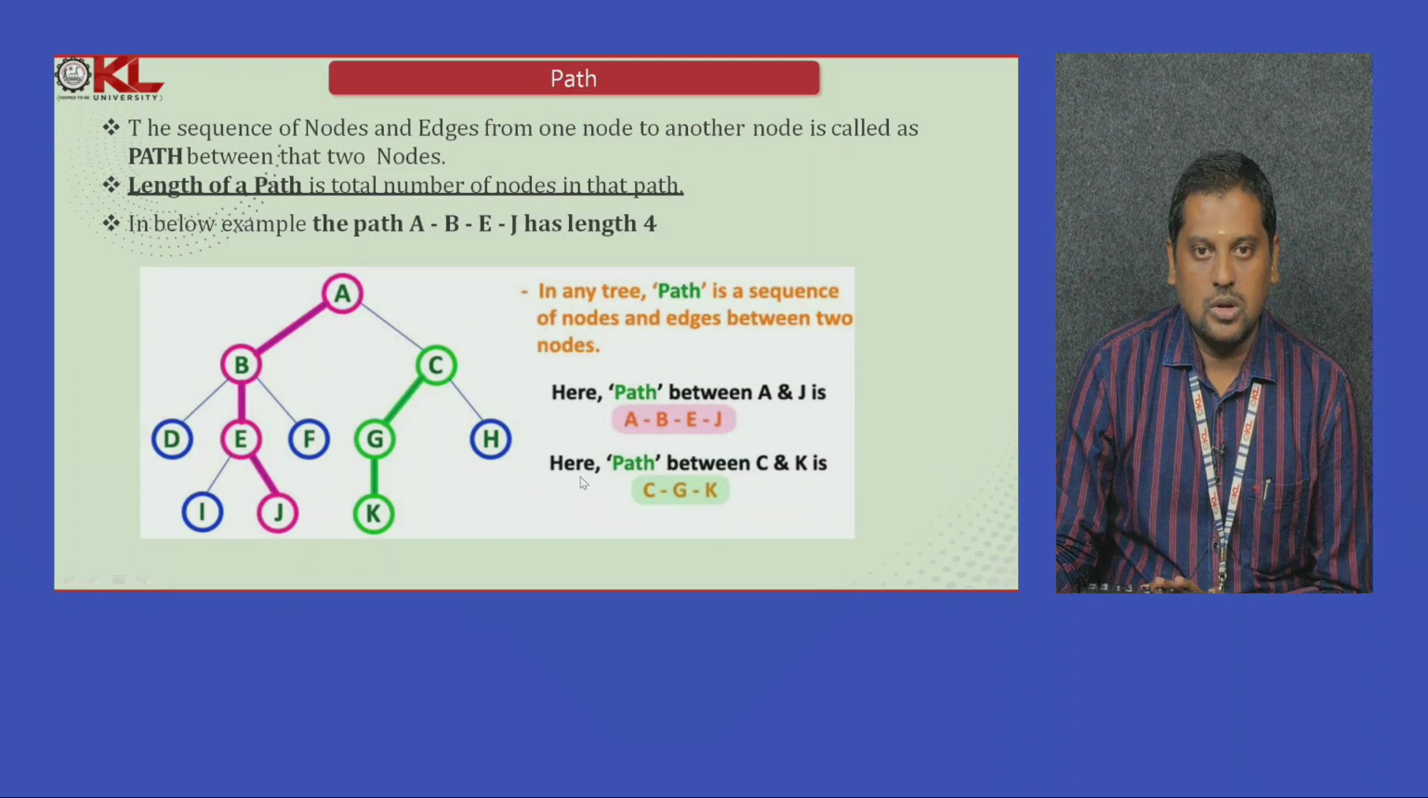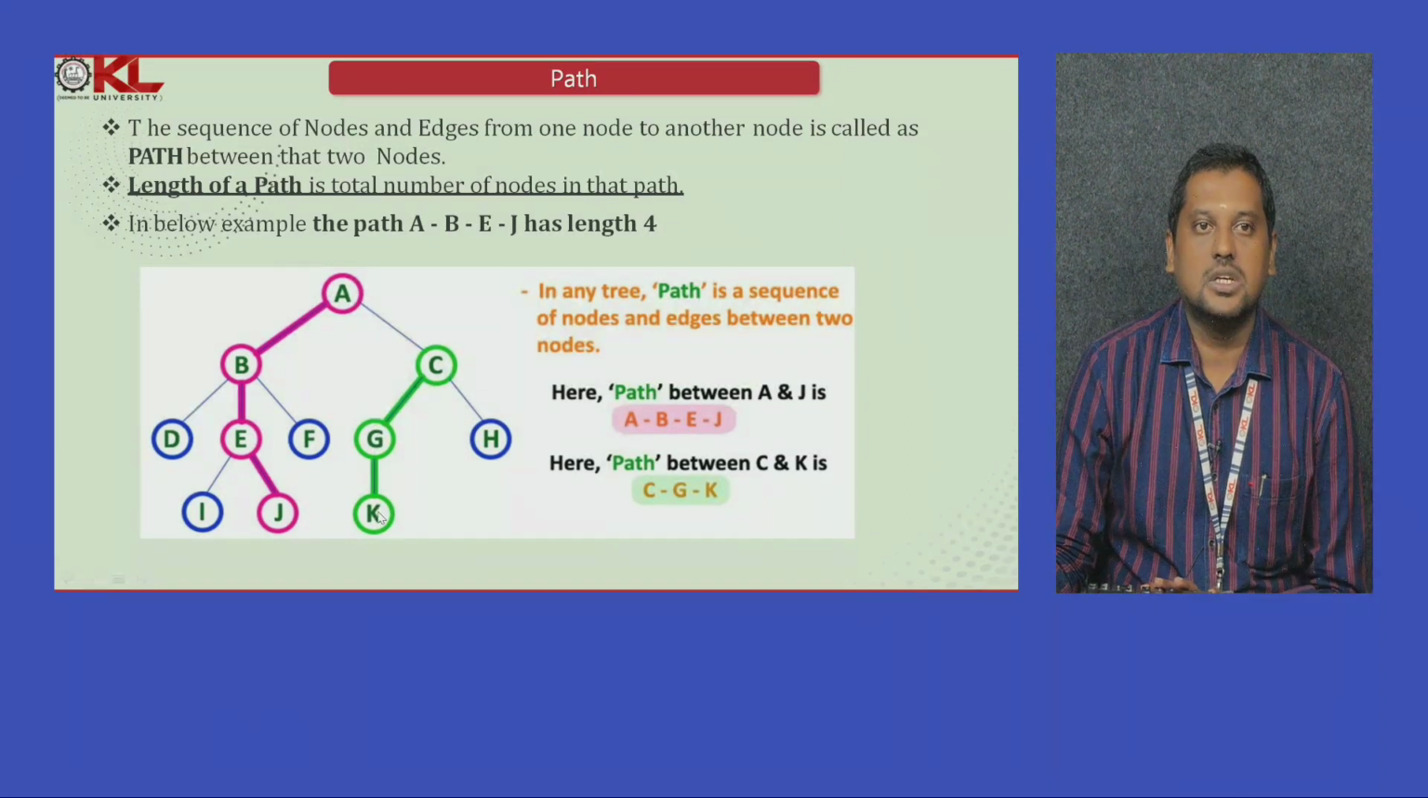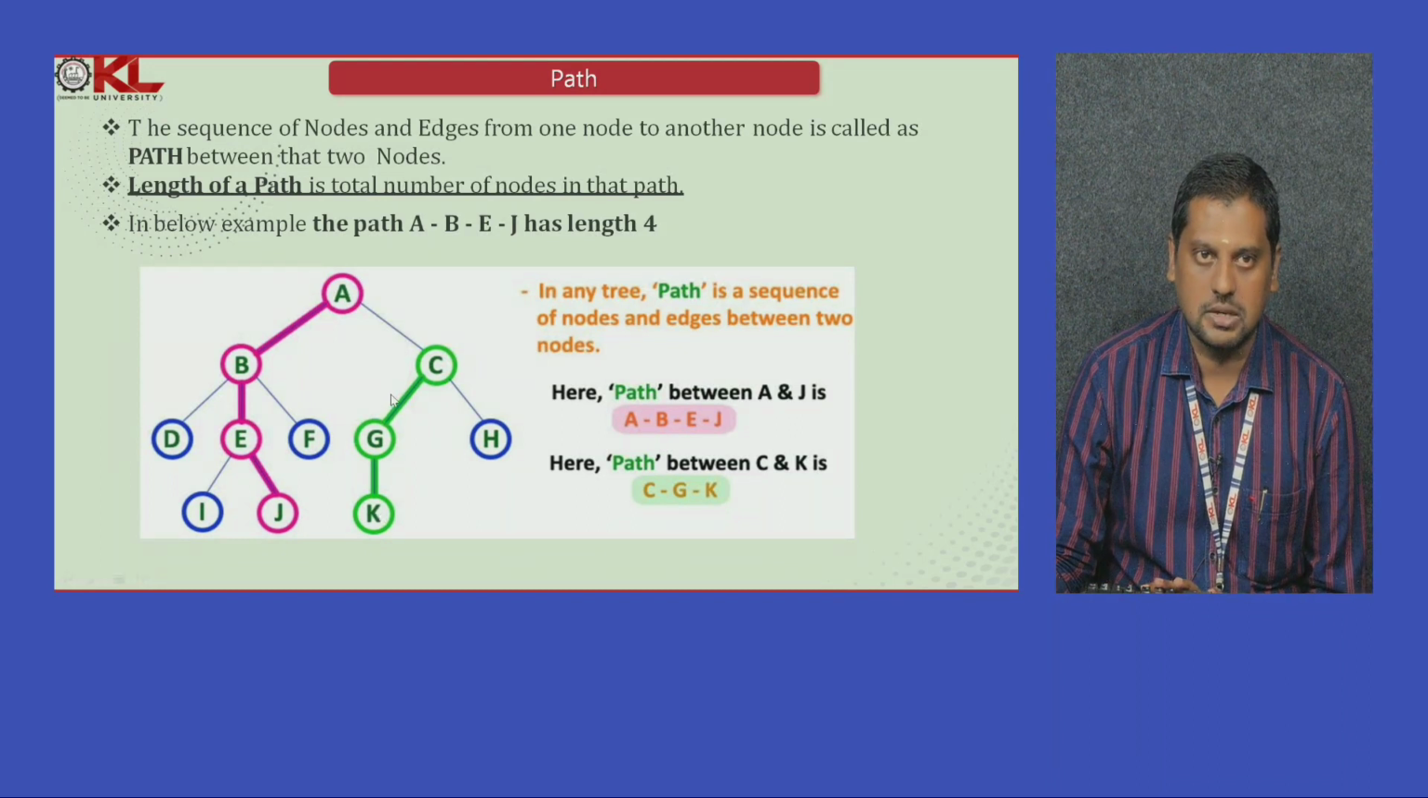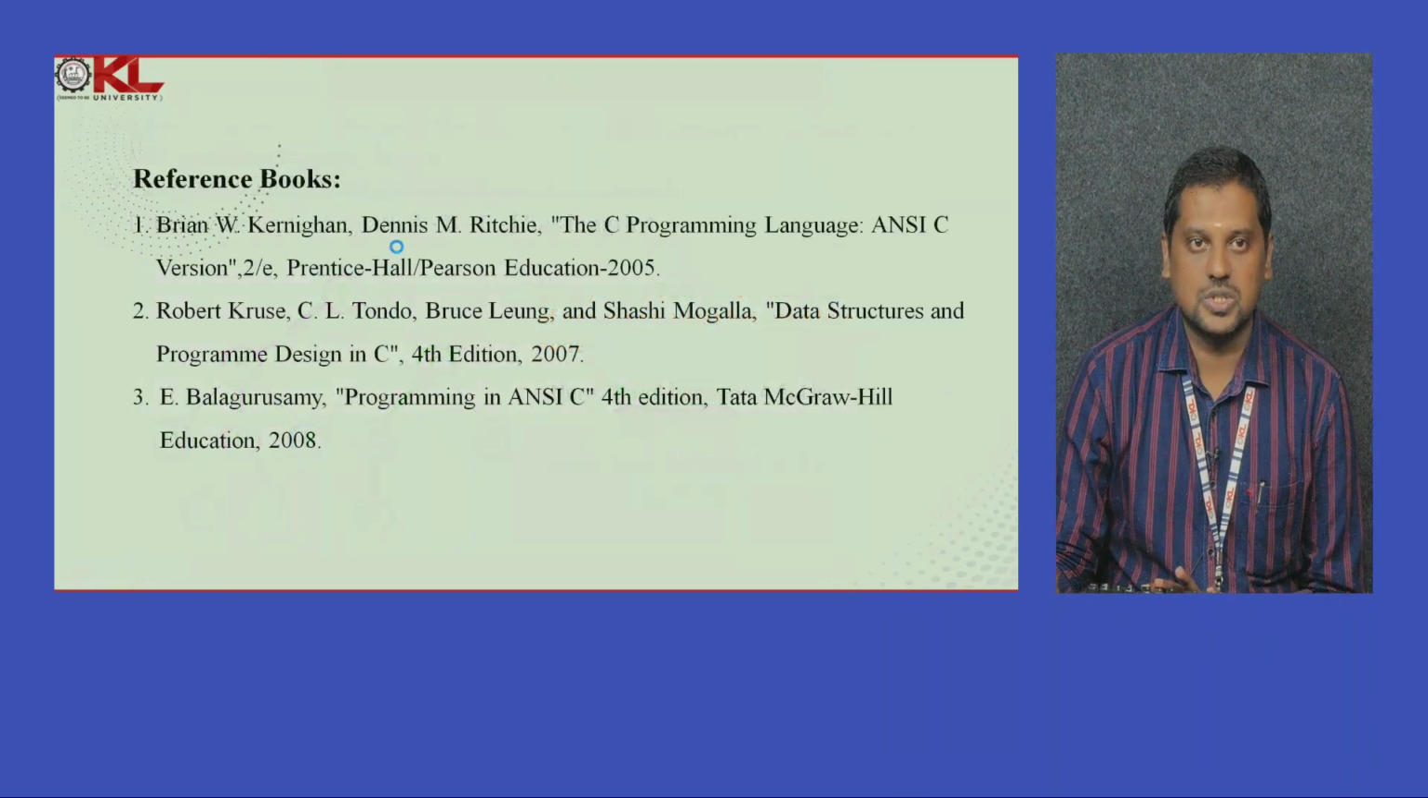Also here is a path between C and K, that is, from node C you have to visit node G, and from G you have to visit K. This is how you calculate the path between two nodes.